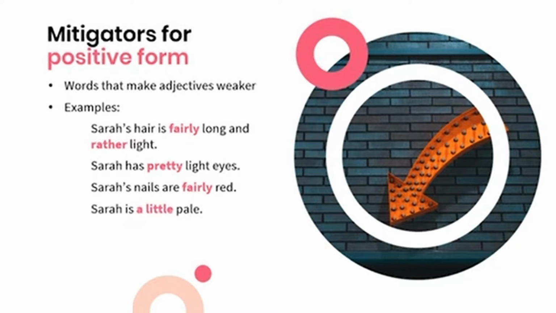Sarah is a little pale. To be fair, Sarah isn't that pale. She does have a little bit of color in her skin, but her skin is generally quite light, and therefore we can say that Sarah is a little pale. Now I want you to take note again that like intensifiers, there are also different mitigators for each degree of comparison. So make sure you only use these mitigators for the positive form.